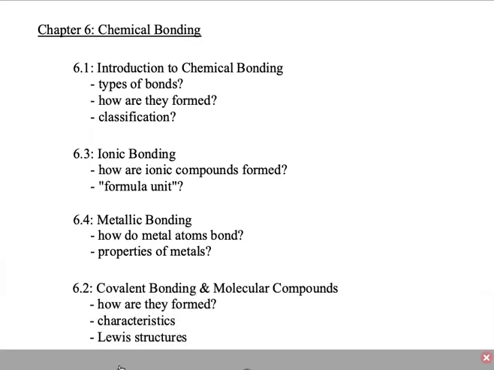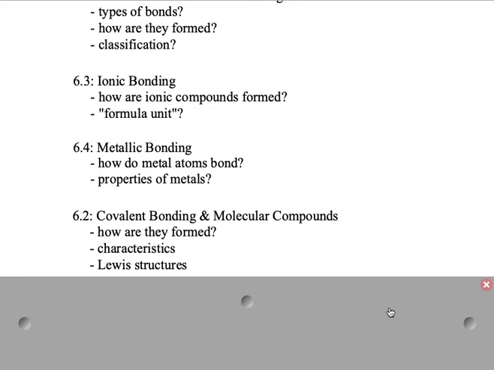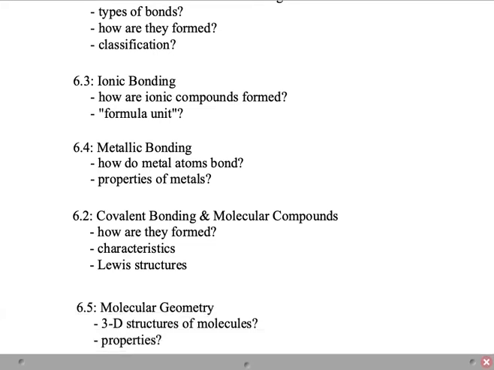In Chapter 6.2, we will talk about covalent bonding and molecular compounds. How are they formed? What are their characteristics? And we will learn how to draw Lewis structures or electron dot structures to represent these compounds. And finally, in Chapter 6.5, we will talk about molecular geometry, that is, how we predict the three-dimensional structure of molecules and how the structure influences the properties.